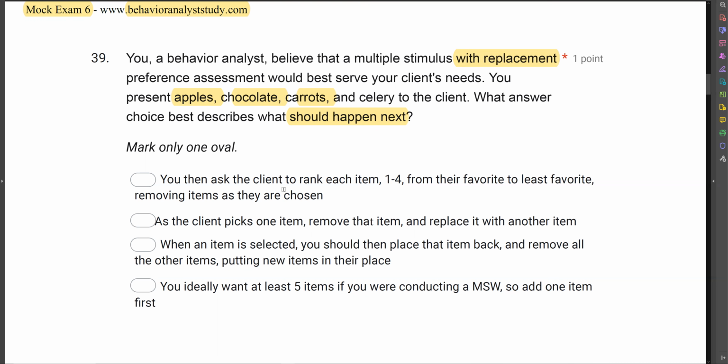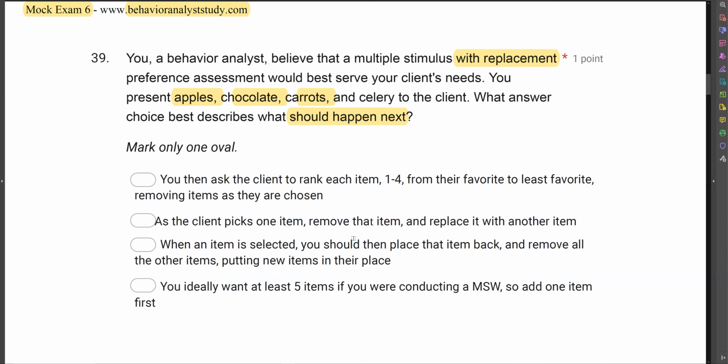A, you then ask the client to rank each item 1 to 4 from their favorite to least favorite, removing items as they are chosen. Now that's no multiple stimulus assessment we run, right? We run with replacement or without, but we're not sitting there asking the client to rank them and they're removing items as they're chosen. So A is not it.